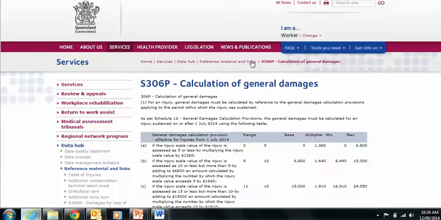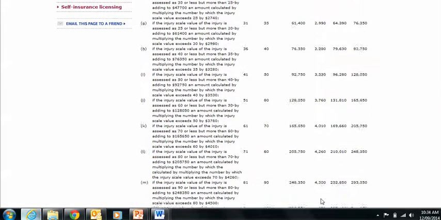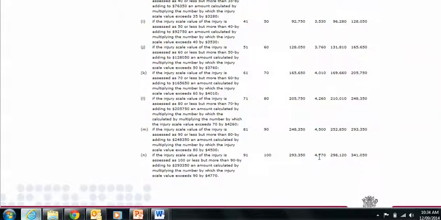Where does it say the value? Okay, what it says here, see where it says the multiplier? That means the first 5 points are worth $1,360. The next 5 points are worth $1,640. The next 5 points are worth $1,910. All the way down to the end, where the points are worth $4,770. So that's where the points come from.